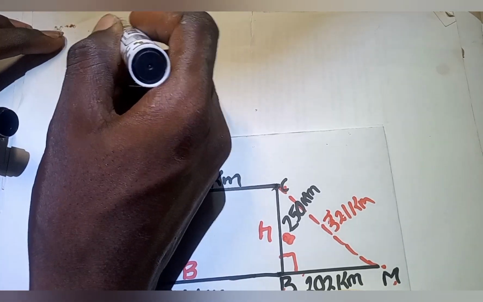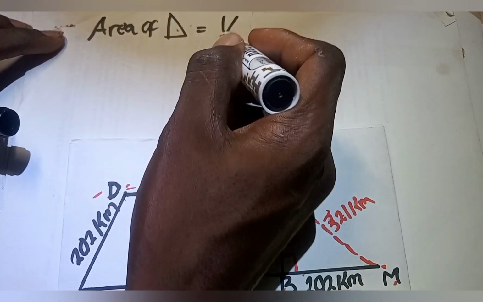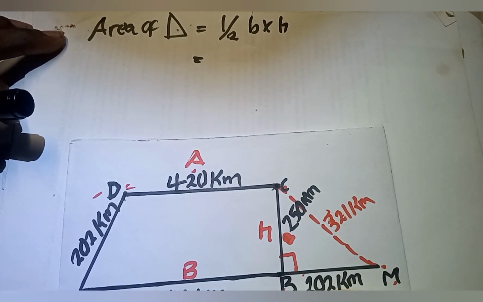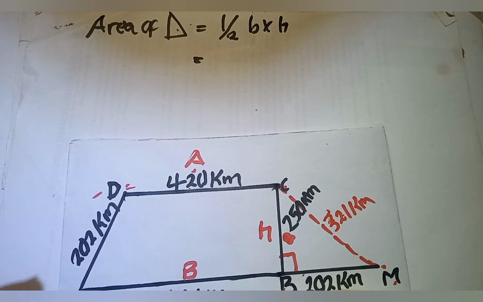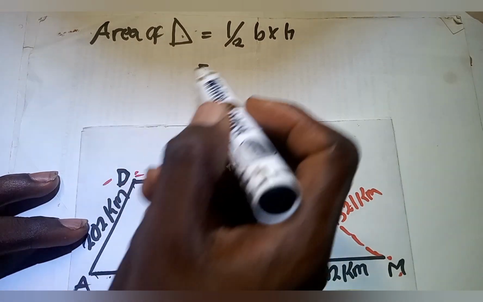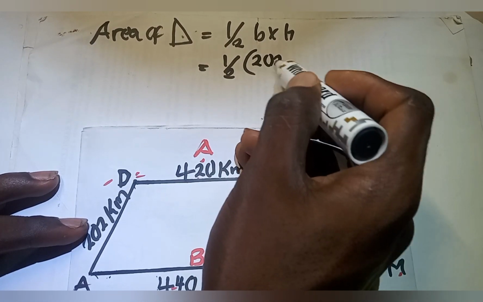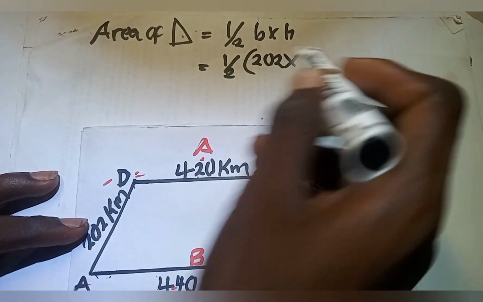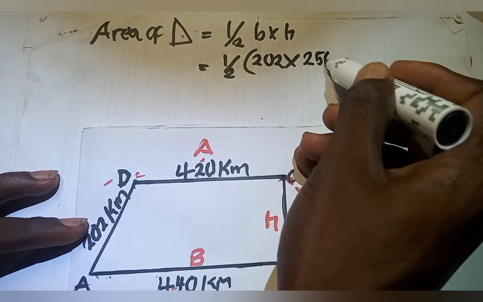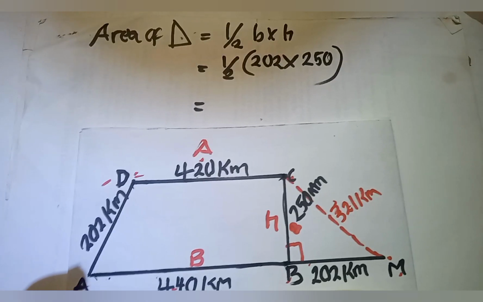Area of triangle is given by what? 1/2 base times height. And don't forget the base of this, so I have this as the base, which is what? 202 kilometers. So I'm going to be having 1/2 bracket, what's the base? 202 multiplied by what? Height. What's the height? The height is 250 kilometers, 250. So let's proceed with our calculation.